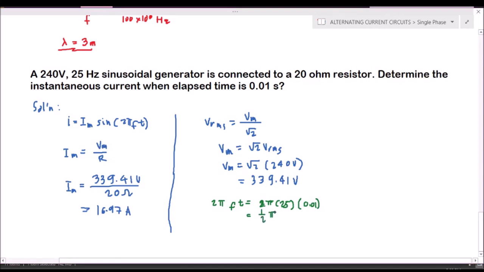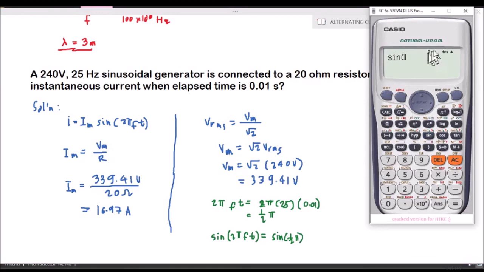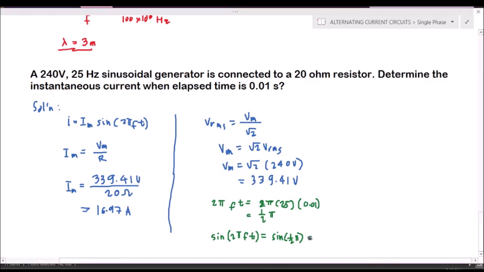So we just have that one as 1/2 pi. And if you are going to substitute this one to the formula, so our sine 2 pi f t is equal to sine 1/2 pi. Okay, so we have sine, so again the setting must be in radians, 1/2 shift pi. So this is equal to 1.